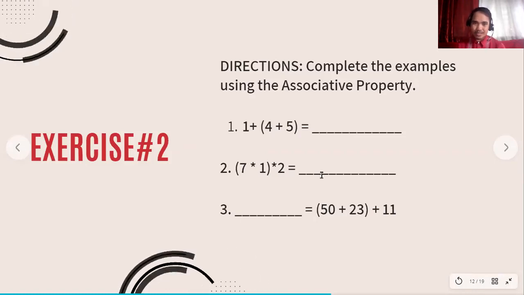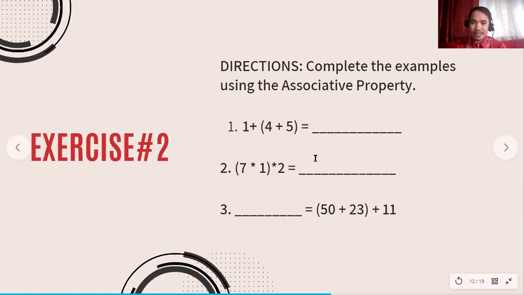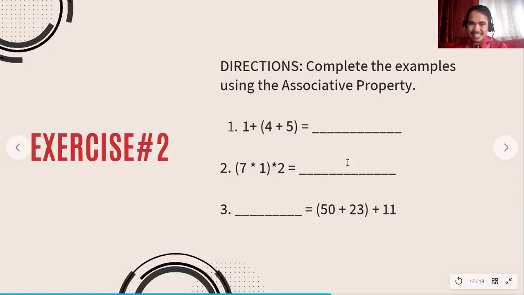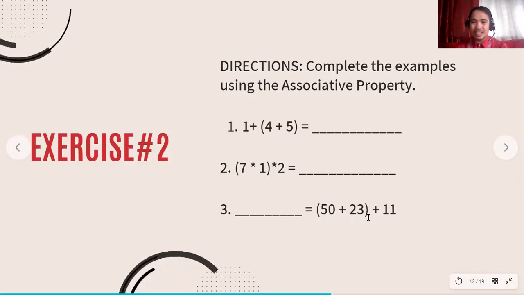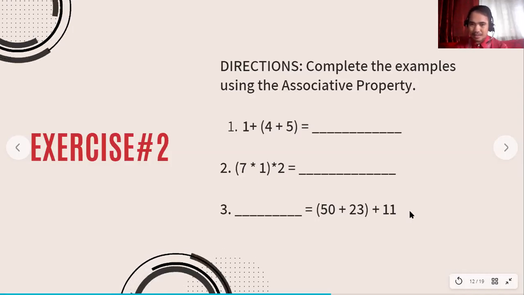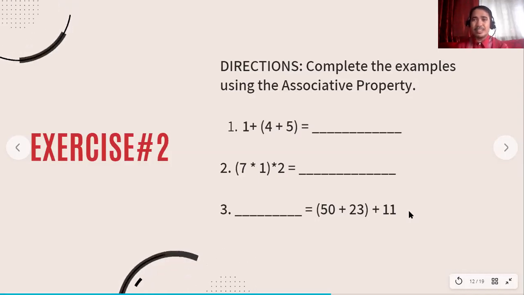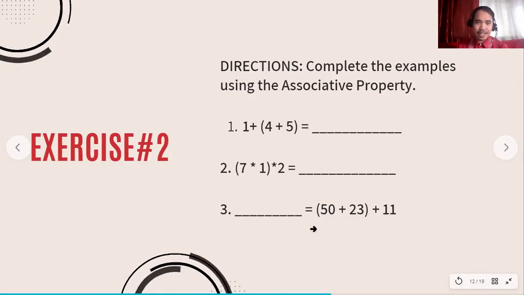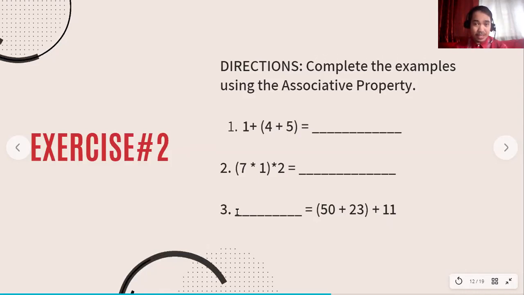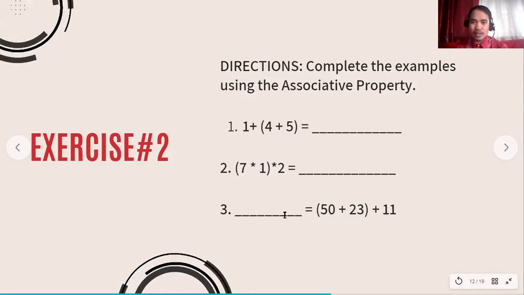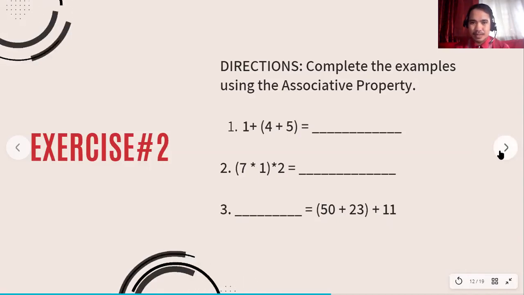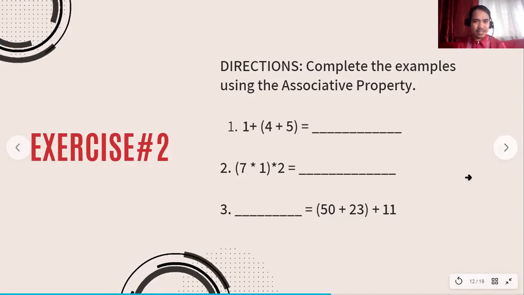That is correct, very good. The answer here is 7 times the quantity 1 times 2. Next, blank is equal to the quantity 50 plus 23 plus 11. What do you think is the answer here, class? Yes? The answer here is 50 plus the quantity 23 plus 11. Very good. Any question, class?